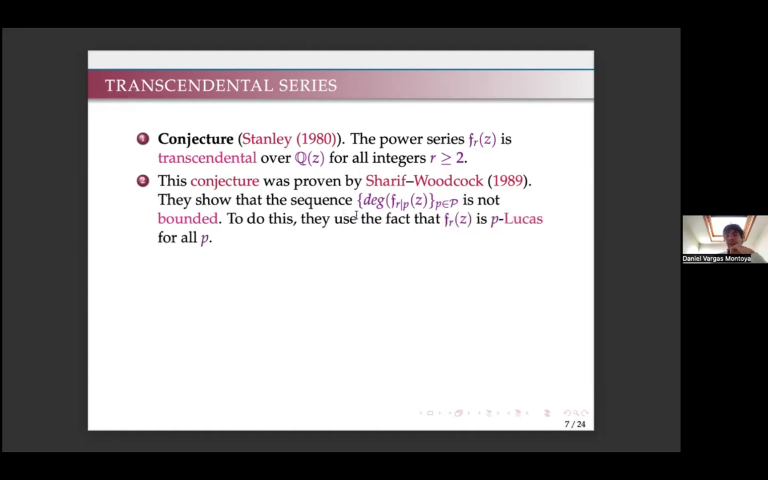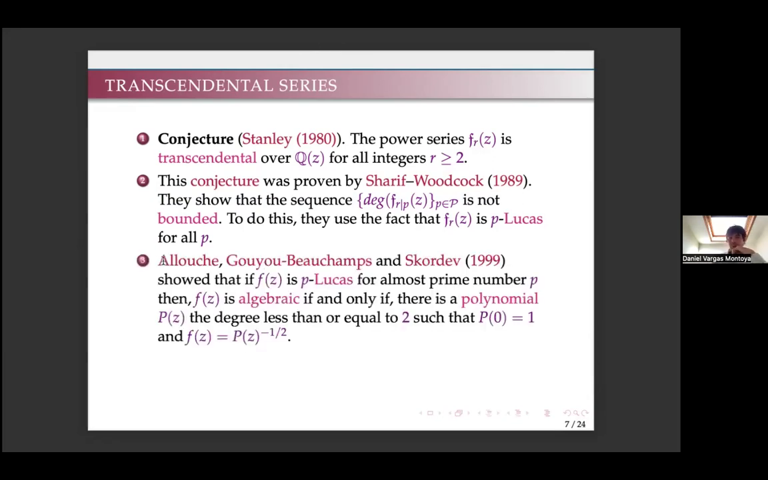Now, to do this, they use the fact that F_r is Pólya-Lucas for all p. Of course, in the argument, it's also important that r is bigger than 1, but the main point in the proof is that F_r is Pólya-Lucas for all p. After that, Adamczewski, Bell, Delaygue, and Skordev show that if F is Lucas for almost all prime numbers p, then F is algebraic if and only if there exists a polynomial P of degree less than or equal to 2, so that the constant term of P is 1 and F is the square root of 1 over P. So by using this result, we can also show the conjecture of Stanley.